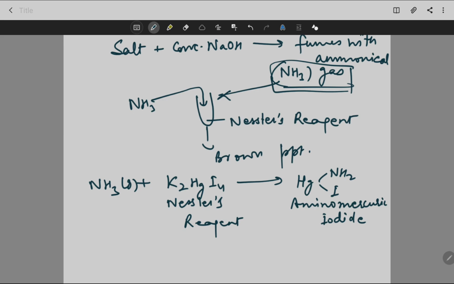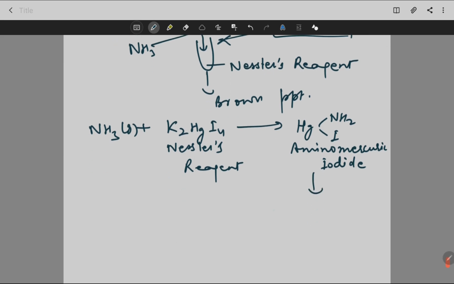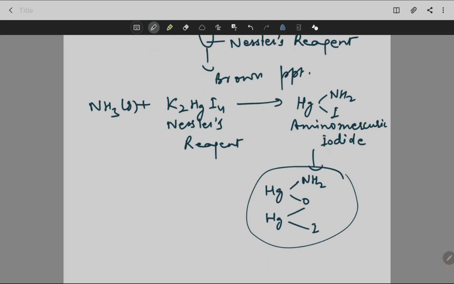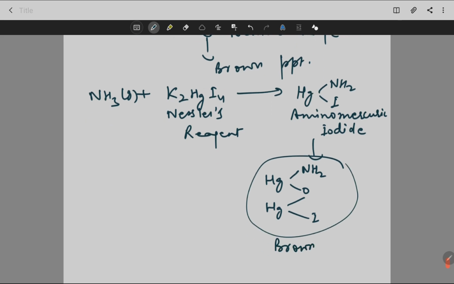Now this aminomercuric iodide will further be converted to another compound, which gives the brown precipitate. So what is that compound? It is HgNH2 bonded through O, HgI, like this. But we need not do this formula, you may ignore it also. So this is giving us the brown precipitate. The brown precipitate is because of this iodide of Millon's base. This is the common name of this.